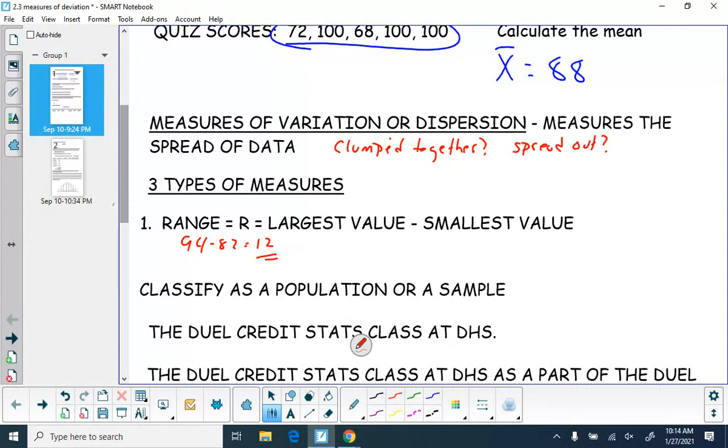The other one, my largest value is 100. My smallest value is 68. So we have a value of 32 for a range. That range means it's more spread out. 12, it's closer together. It's a relative concept.